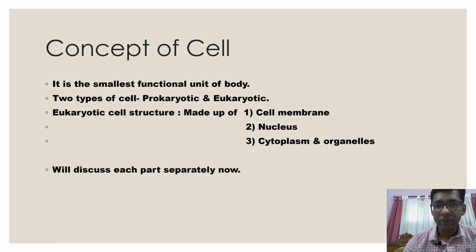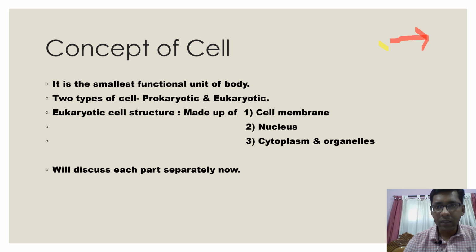So eukaryotic cell, the structure is made up of a cell membrane which is a covering outside the cell, a nucleus inside the cell, and surrounding the nucleus there is cytoplasm and organelles. Let me draw a cell and make you understand easily. So suppose this is a cell. The outer covering is called the cell membrane, and inside the cell there is a nucleus, and surrounding the nucleus there is cytoplasm. This is cytoplasm surrounding the nucleus where many organelles remain. So this is overall the structure of a cell.